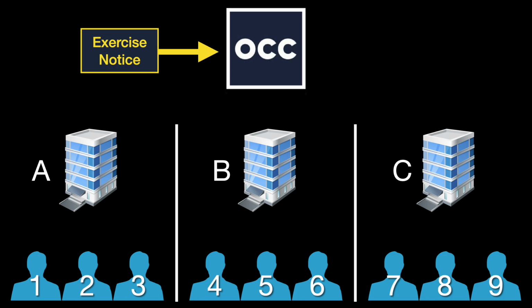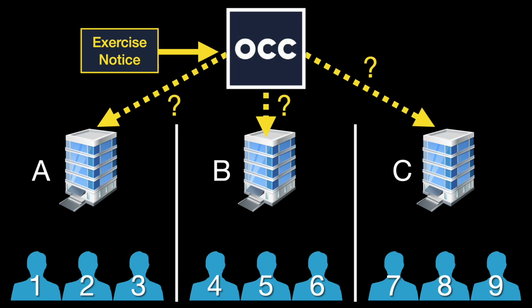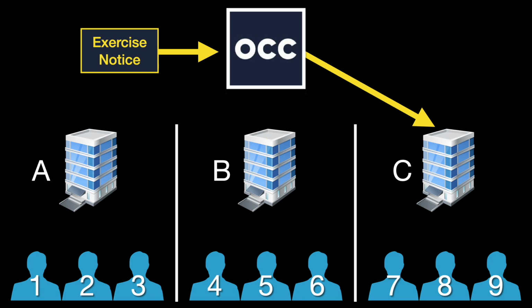Right, basically just a notification about that person's intent to exercise their contract. And then after that, the next step is the OCC will randomly select a brokerage to assign the exercise notice to. So again, in our example, we have 3 different brokerages to choose from. So let's say the OCC randomly selects brokerage C for this exercise notice.